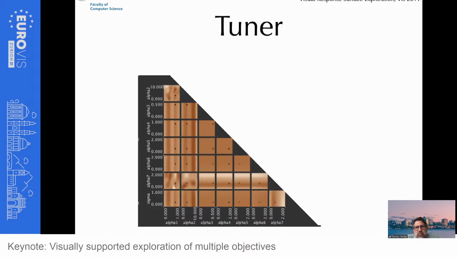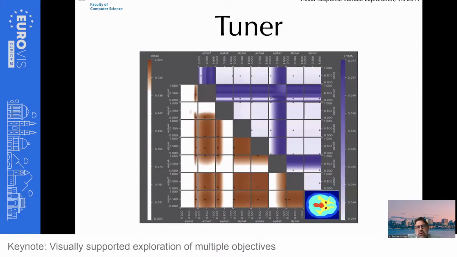We have done that in a work that we call Tuner, where we actually explored computational models, in this particular case a segmentation model. And here we could also deal with multiple objectives by looking at two 8-dimensional scalar functions through the slicing approach, where the brownish one is one objective and the purple one is the second objective. Again, this leads to very complex visualizations, but still helpful visualizations, but it doesn't scale all that well either.